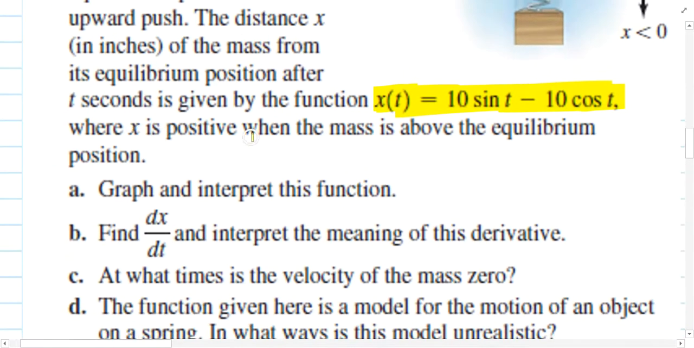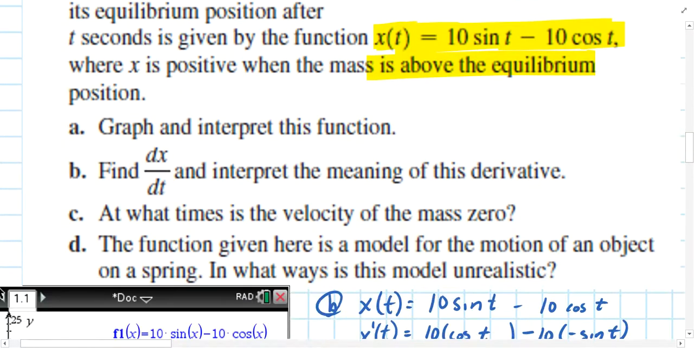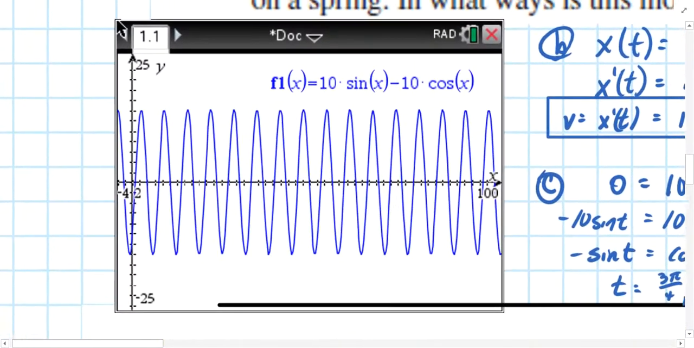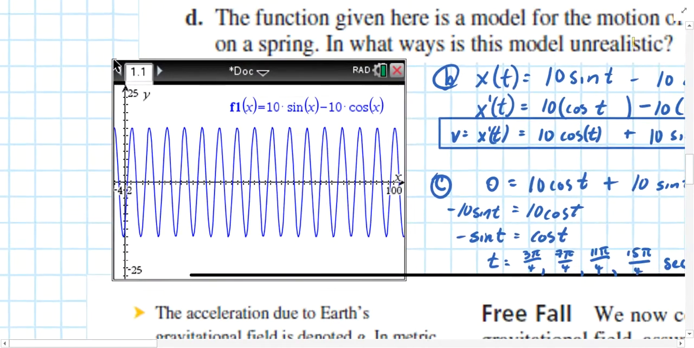When x becomes positive, the mass is, of course, above the equilibrium point, and when x is negative, then it's below. And so I graphed that with my TI calculator, and here's a screenshot from the TI calculator. I would recommend that you try practicing it there too, since you'll be able to use those calculators on your upcoming test in a couple weeks.